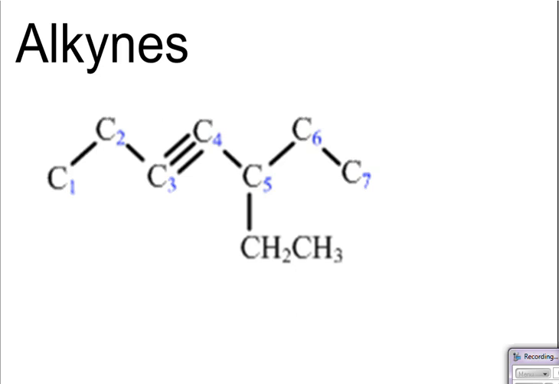If a hydrocarbon has a triple bond in it, it's called an alkyne. All alkynes have the suffix that ends in yne. So for example, this hydrocarbon here has a triple bond in it. So 1, 2, 3, 4, 5, 6, 7 carbons in the longest chain. Therefore, this would be heptyne, because it contains at least one triple bond.